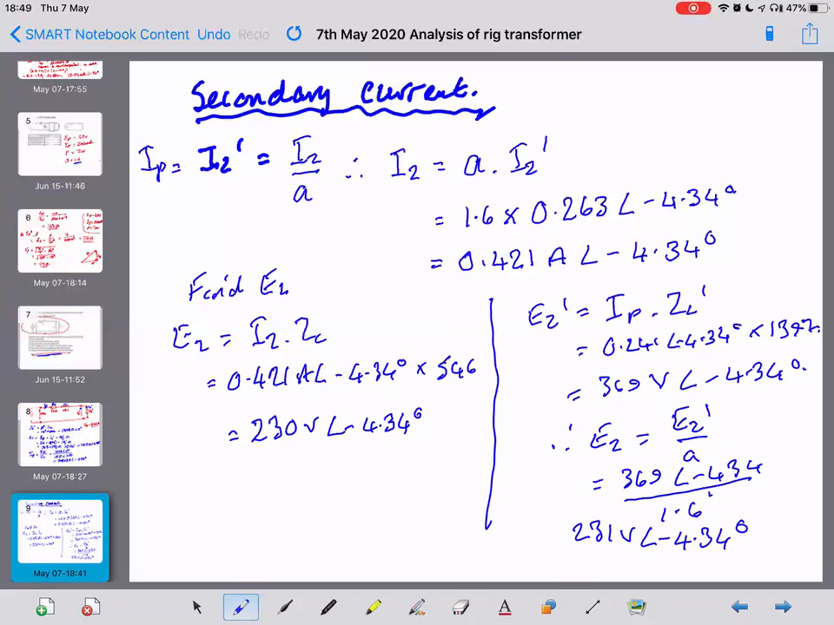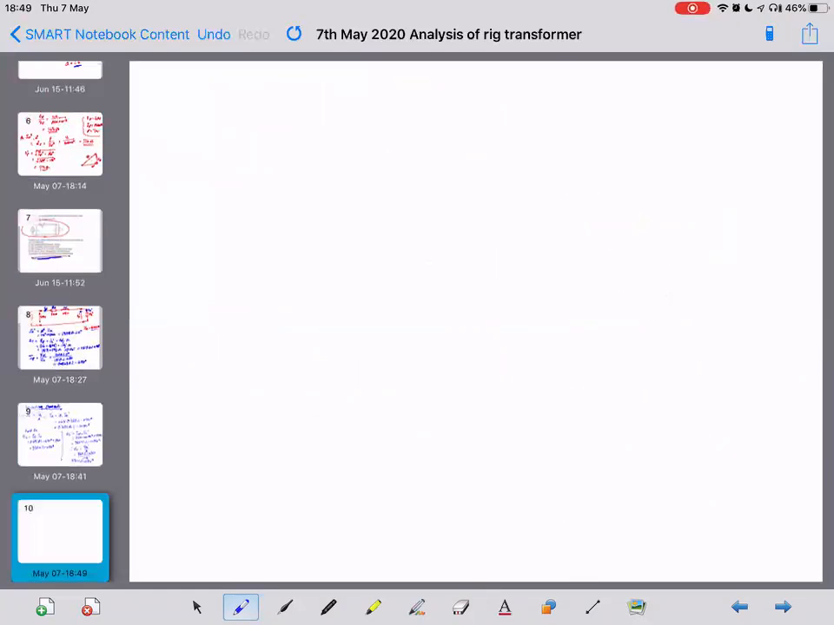So that's the secondary voltage and the secondary current. Okay. Now, because the load is fairly resistive, we can just use the magnitudes of the current and the voltage to find the power.